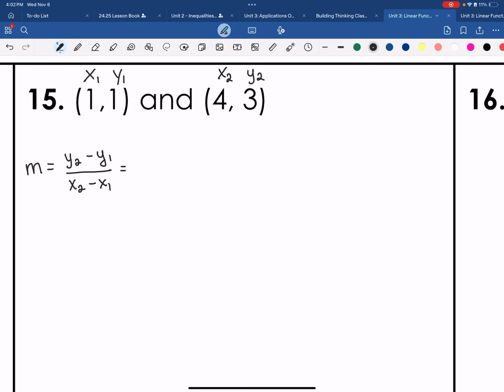And now I'm just going to put the numbers where they belong. So notice that y sub 2 is 3, so I'm going to put a 3 where it says y sub 2. Then I have y sub 1 is 1, so I'm going to go ahead and put a 1 where it says y sub 1. Then I have x sub 2 is 4, so I'm going to put a 4 where it says x sub 2. And x sub 1 is 1, so I'm going to put a 1 where it says x sub 1.